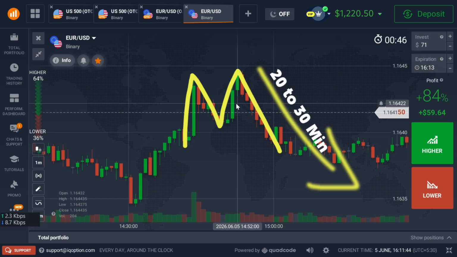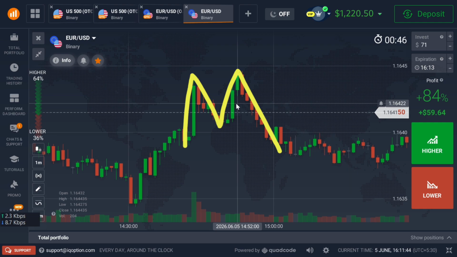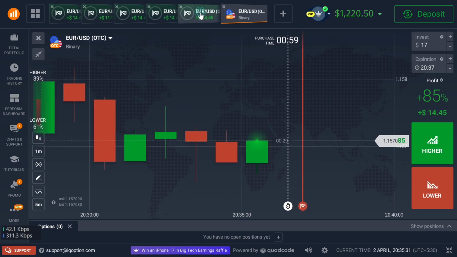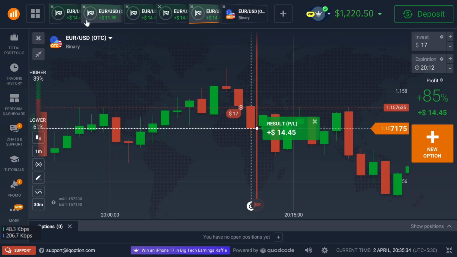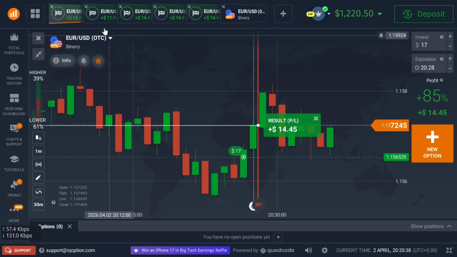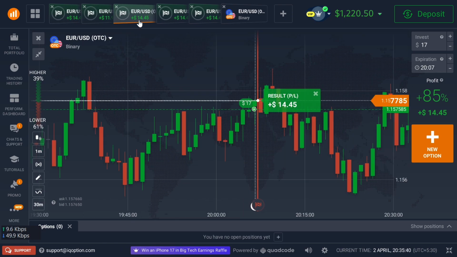This strategy is necessary for all traders because its winning ratio is 90 to 95%. I personally use this strategy many times and it is a highly reliable strategy for all traders. So as you can see on my computer screen, all this money is earned by using my own strategy.